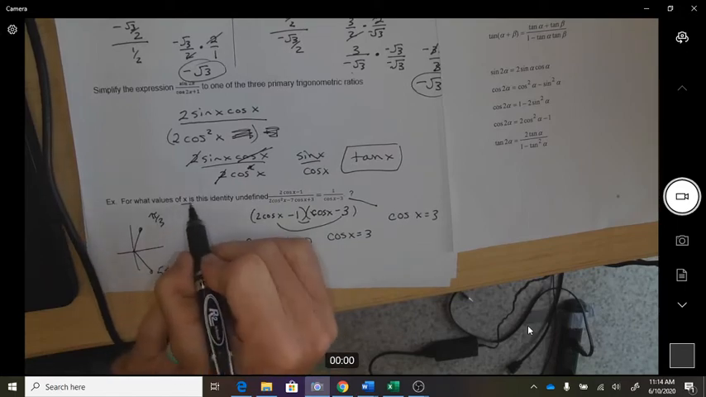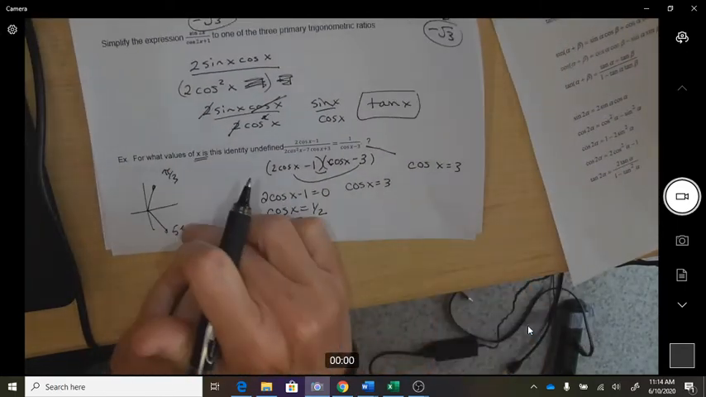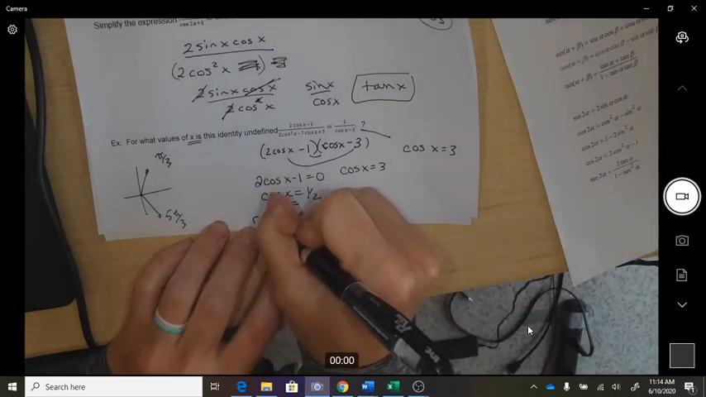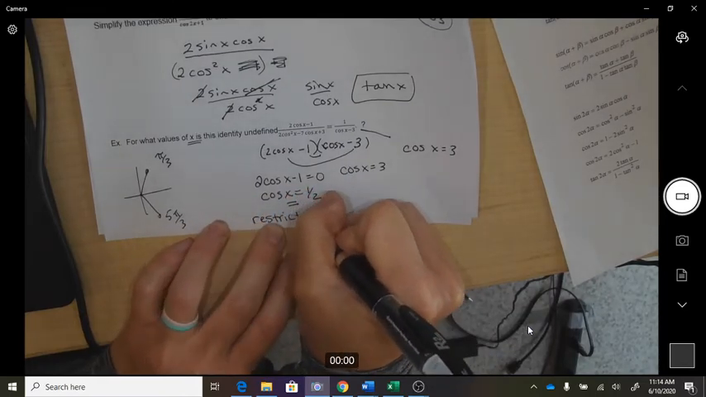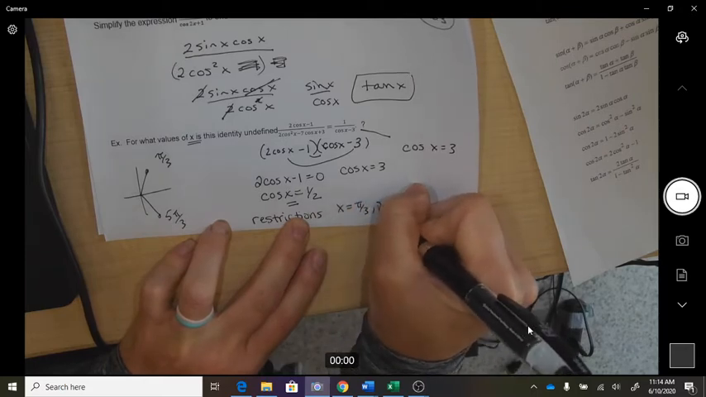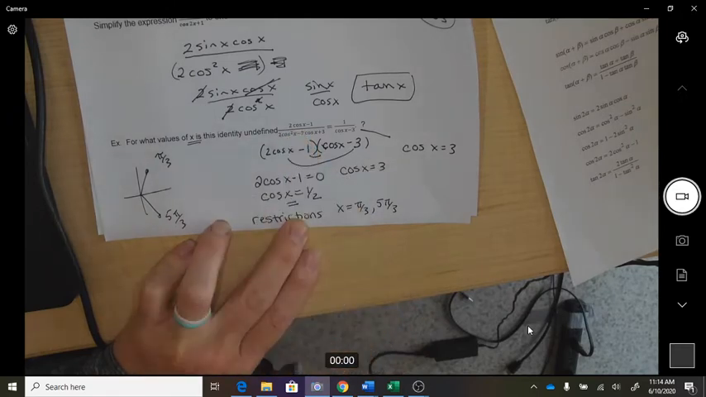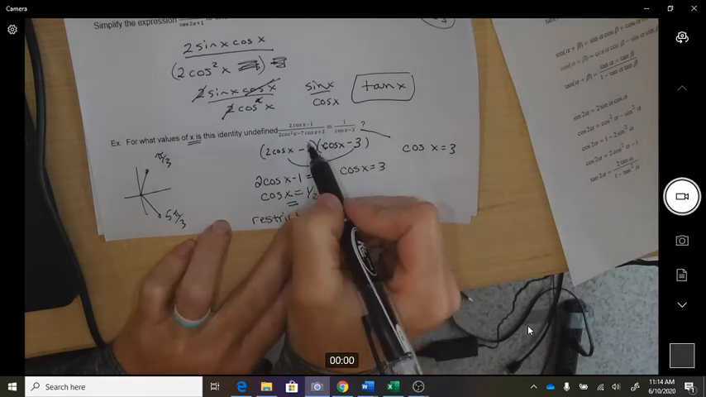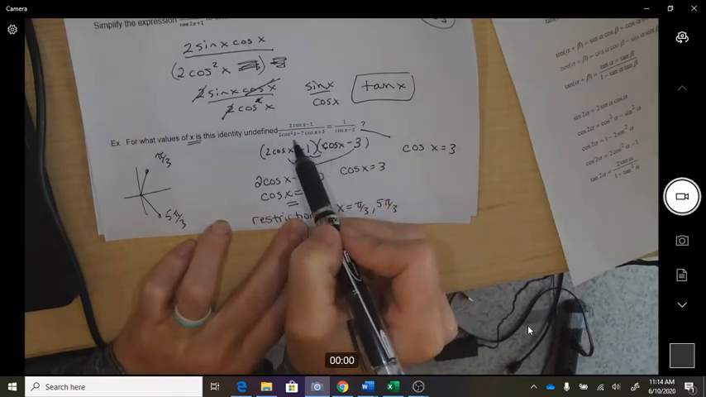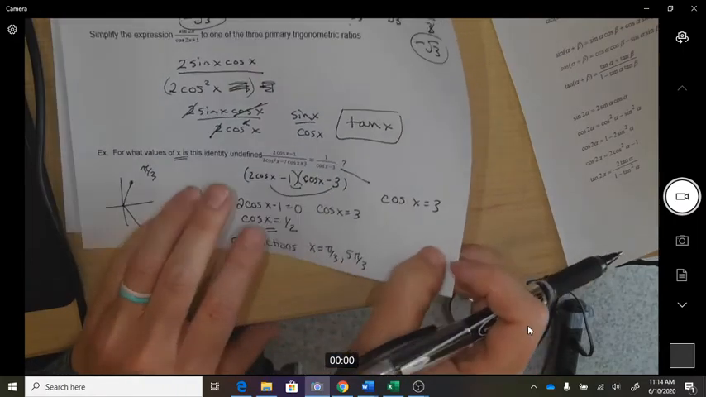So x cannot be those angles. So if you tried to plug those into your equation, you would get an error, because in your computations you would have a 0 and then you'd be trying to divide by 0 and it wouldn't work.